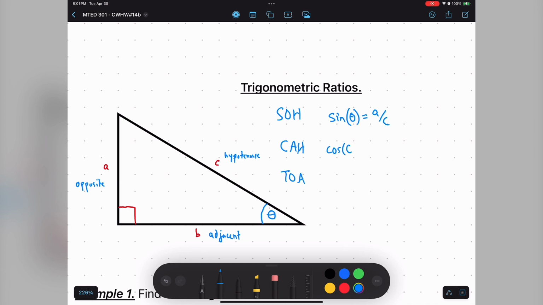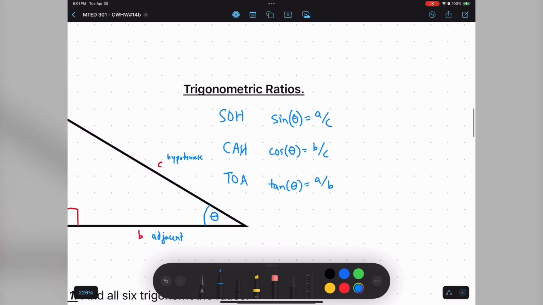Cosine is adjacent over hypotenuse. So the cosine of theta will be B over C. Tangent is opposite over adjacent. So our side A will be over B. A over B is the tangent of theta here.